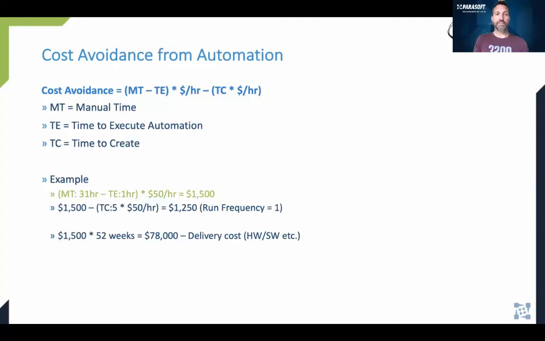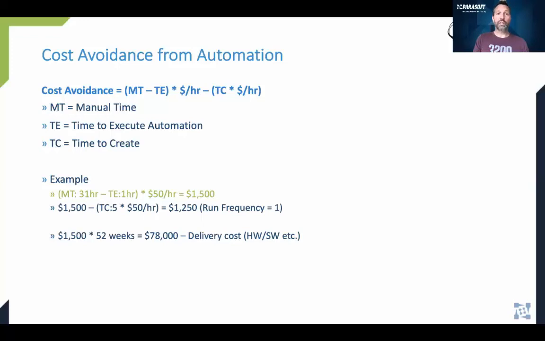And then we have times the hourly rate. In this case, we're just picking 50, which is a pretty low hourly rate. And so that is $1,500, right? So you take 31 minus 1, which is 30 hours times 50, is $1,500. So one simple execution of the tests, which could be done, maybe it's done weekly, maybe it's done daily. There's a cost avoidance when you automate it, right, of about $1,500.